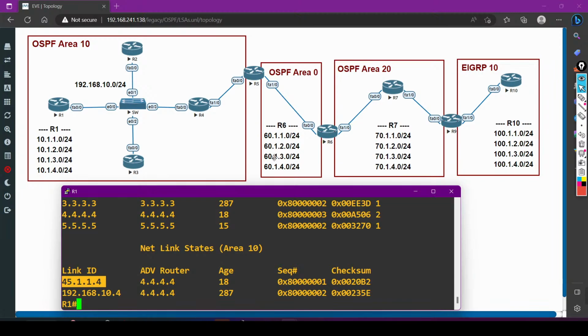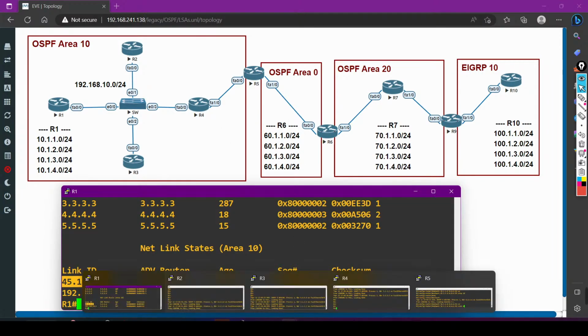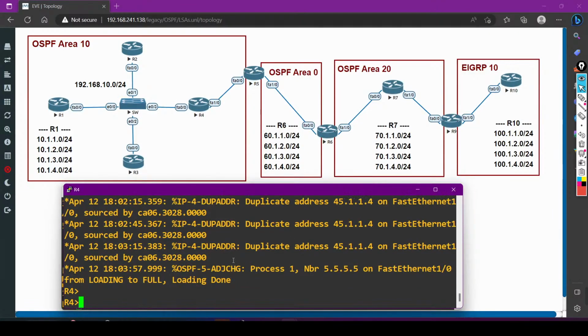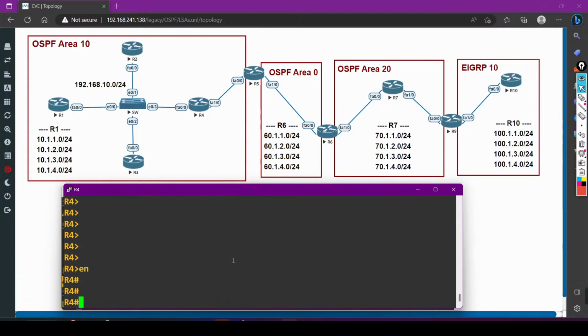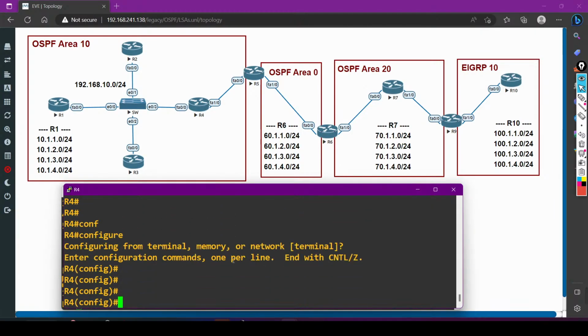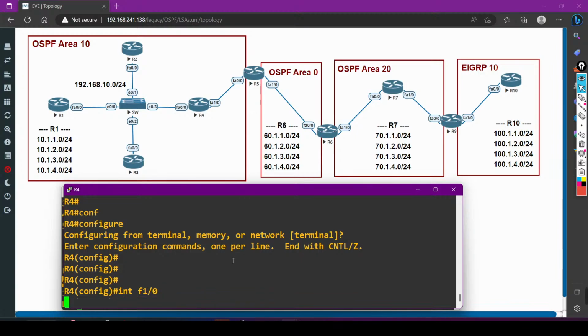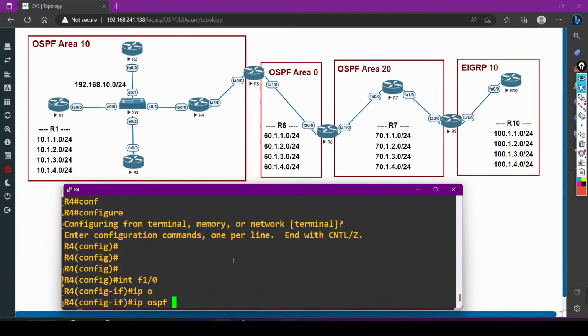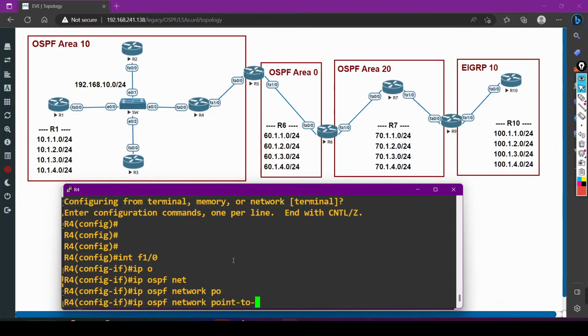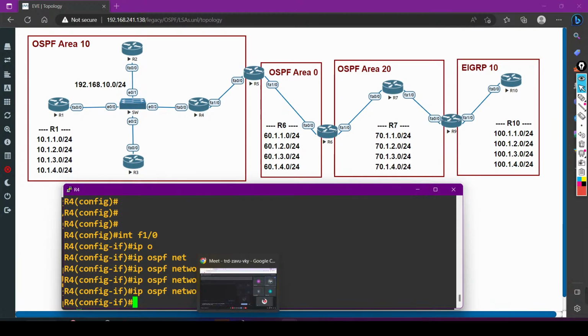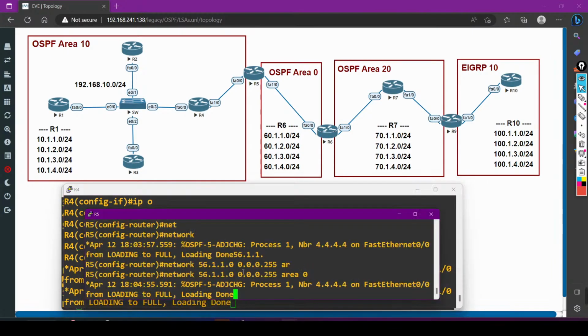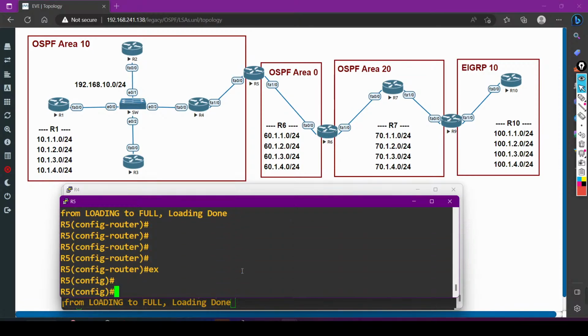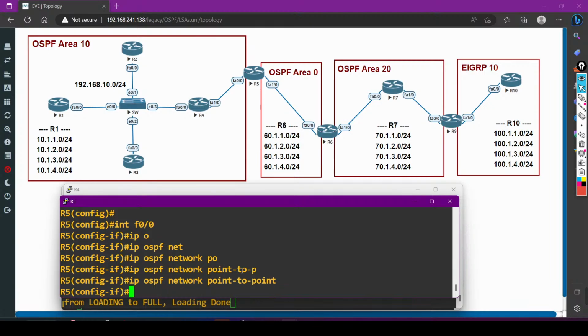45.1.1.0. So between router 4 and router 5 I am going to change the network type. Hope you guys are getting my point about what I am doing here, because yesterday we had discussed this. IP OSPF network type point-to-point. In the same way, on router number 5 I also need to change the network type on interface F0/0: IP OSPF network type point-to-point.